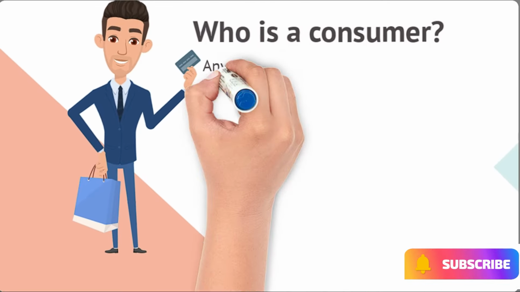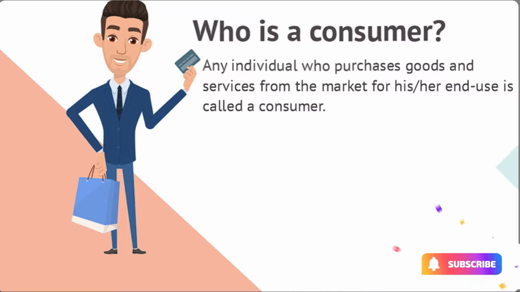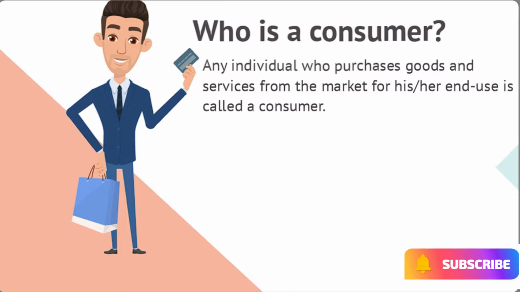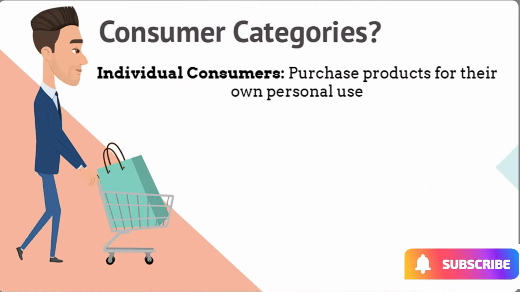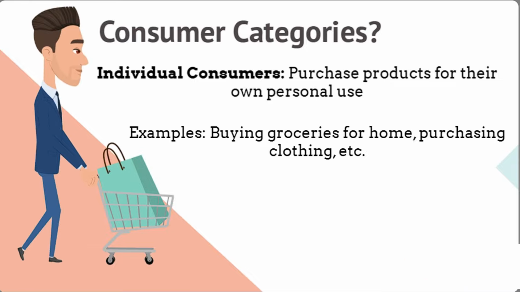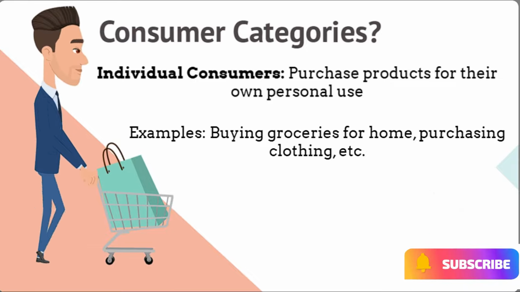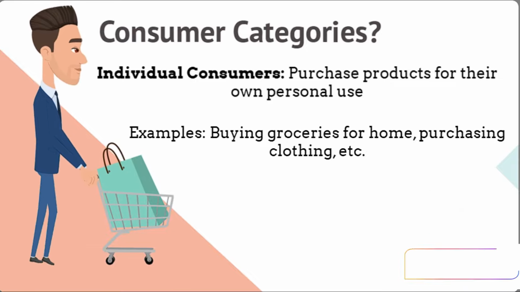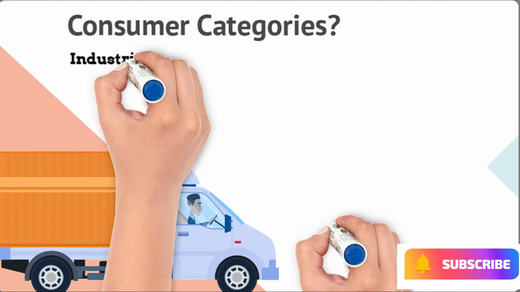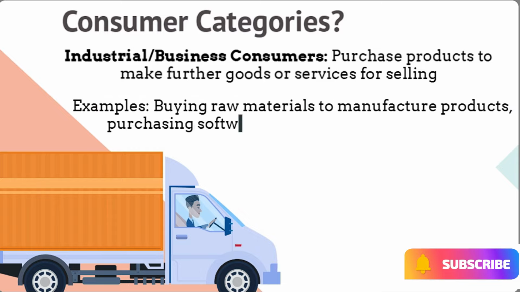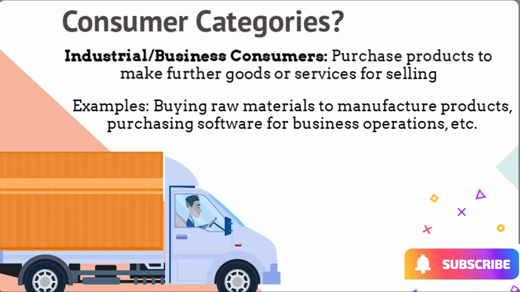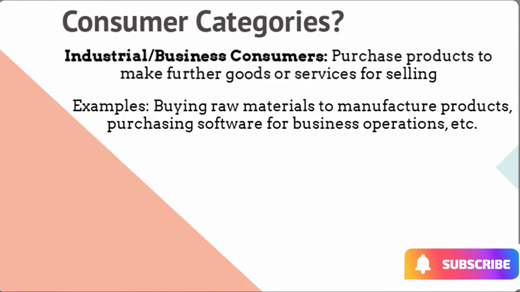Who is a consumer? Any individual who purchases goods and services from the market for his/her end use is called a consumer. What are consumers' categories? Individual consumers purchase products for their own personal use. Examples: buying groceries for home, purchasing clothing, etc. Industrial/business consumers purchase products to make further goods or services for selling. Examples: buying raw materials to manufacture products, purchasing software for business operations, etc.